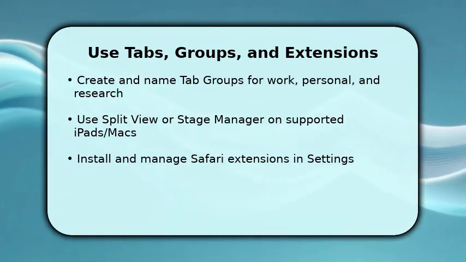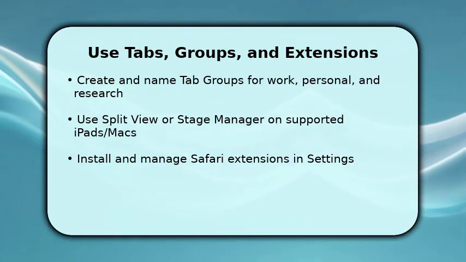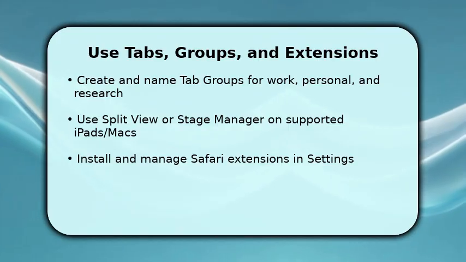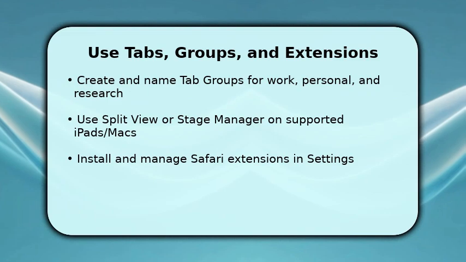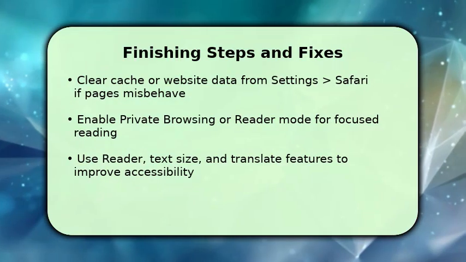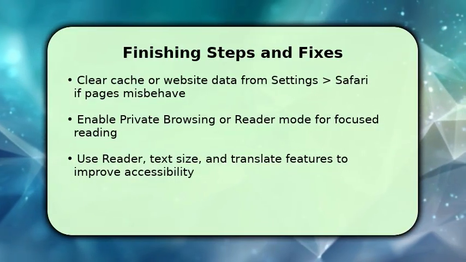Then install extensions through Settings, Safari, Extensions to add ad blocking or password helpers. These steps let you scale from casual browsing to productivity without losing track of important pages. Finish by customizing toolbar and privacy settings so Safari behaves the way you want.